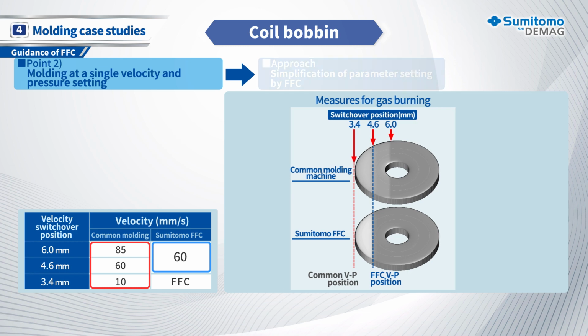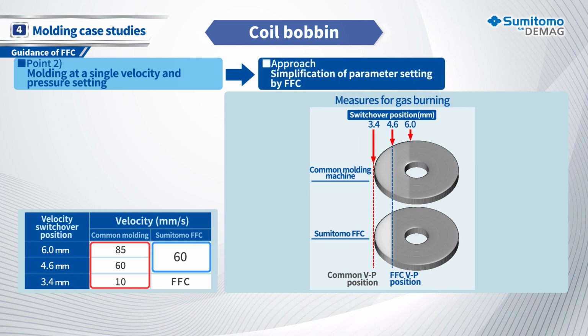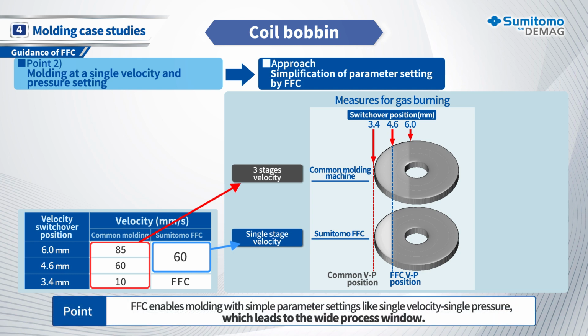Also, in terms of simplifying conditions, the common molding machine controls the speed in 3 steps to fill gradually. In other words, it is necessary to find 3 positions to switch the velocity, but when using FFC, it is possible to mold with a single stage velocity and pressure, which means that only one point to switch the VP needs to be found. In addition, since only one velocity and one pressure are used, the molding conditions are simple and easy to set, which leads to ideal molding without defects.